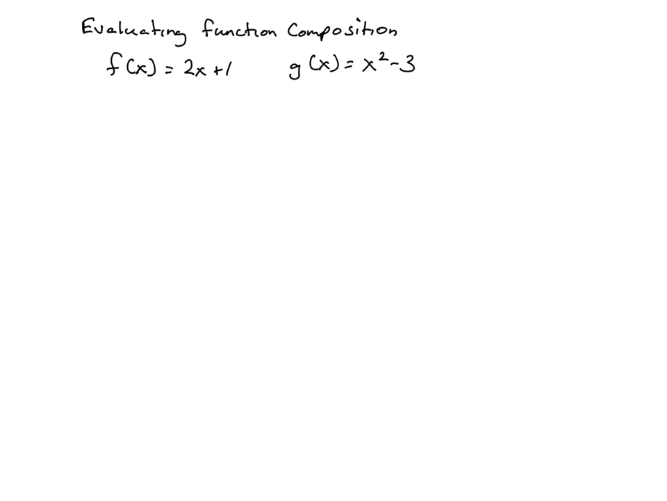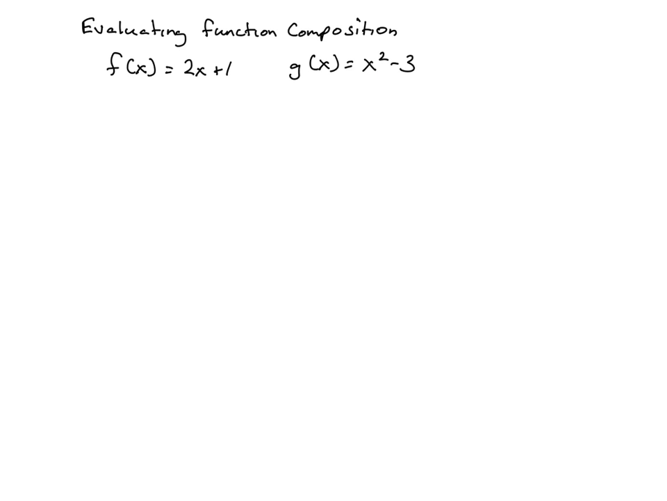Now let's take a look at what happens when we have to evaluate function composition. Instead of doing f of g of x or g of f of x with the variables, we're going to ask you to get a numerical value. In this case, we're going to use f of x is 2x plus 1, and g of x is x squared minus 3.